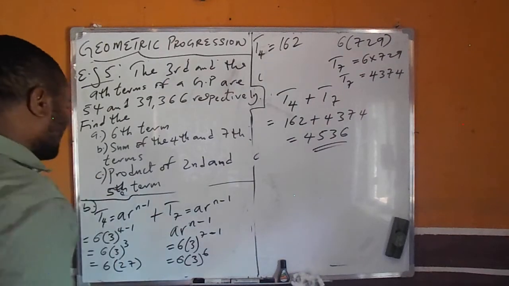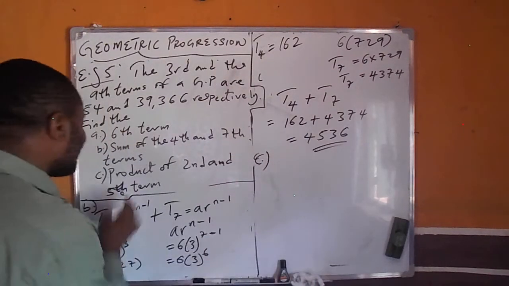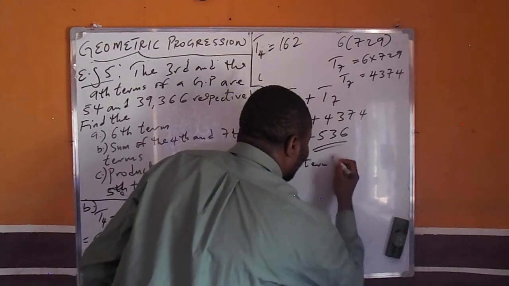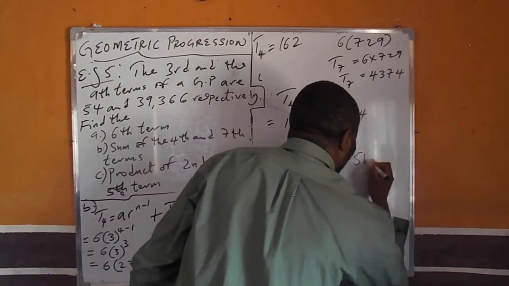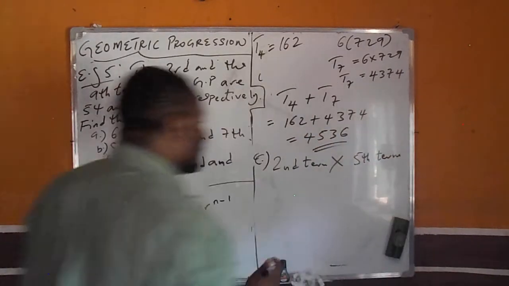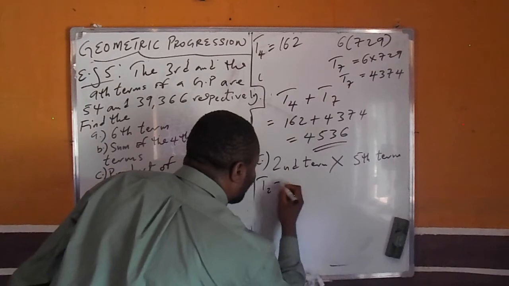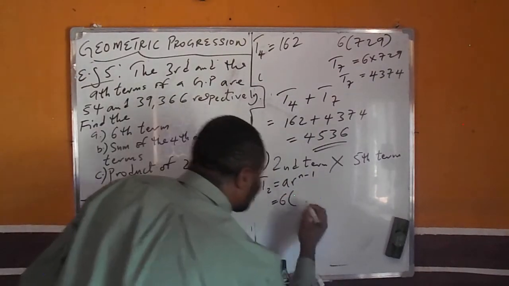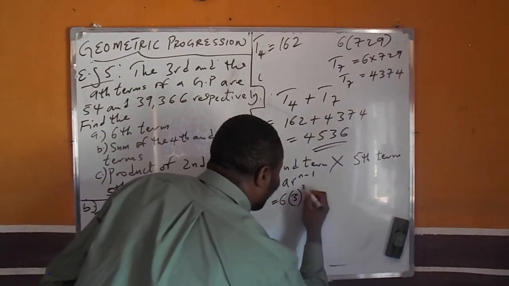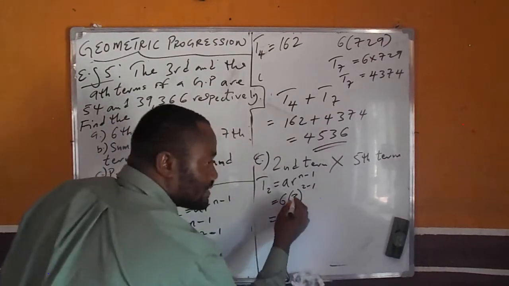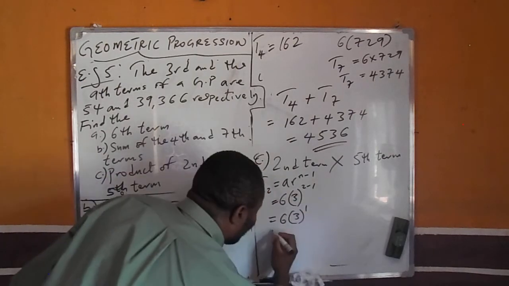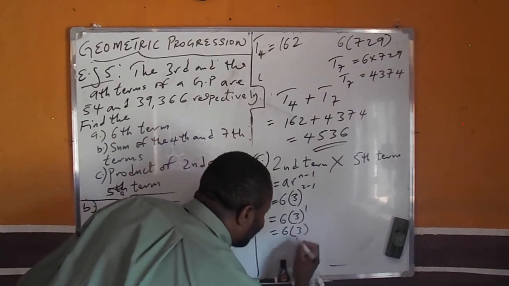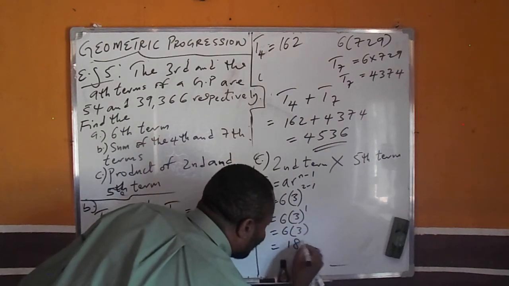So we can move on to the last one, which is C. C is talking about the product of the second term times the fifth term. The second term, T2, equals A R raised to power n minus 1, where A is 6 and R is 3, raised to power 2 minus 1, which is 1. So 6 times 3 gives 18.